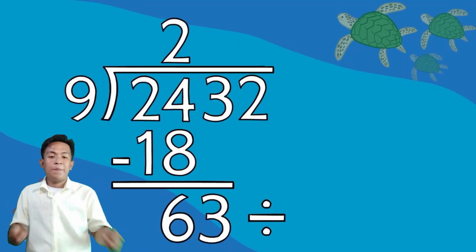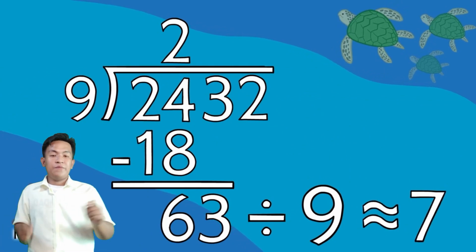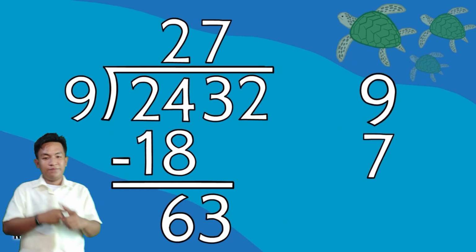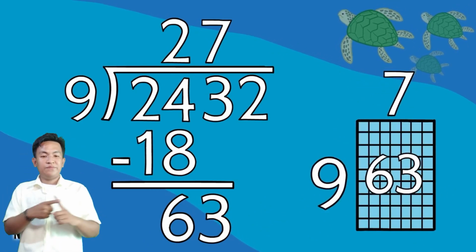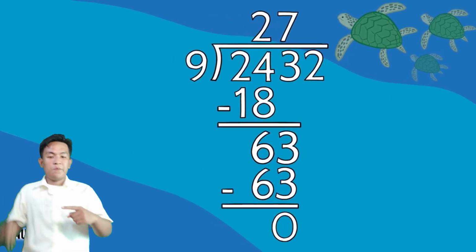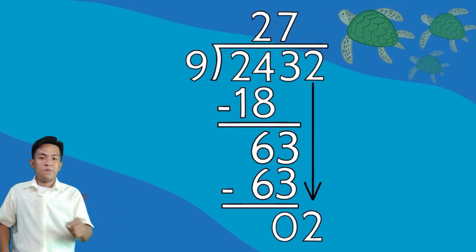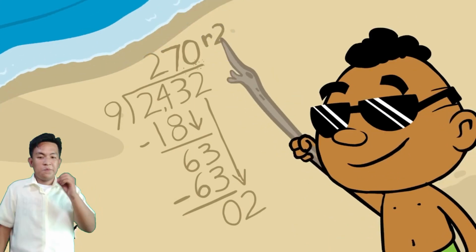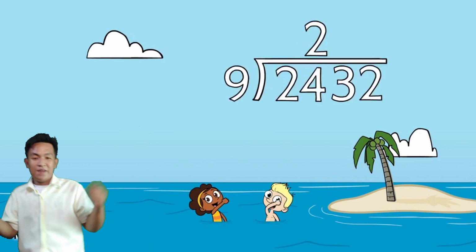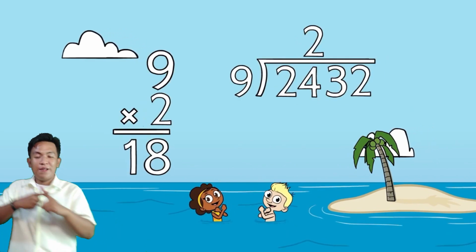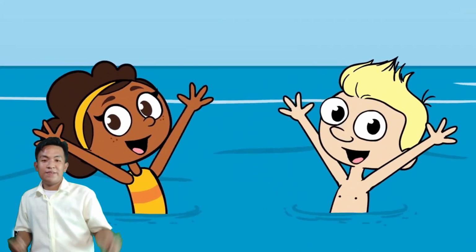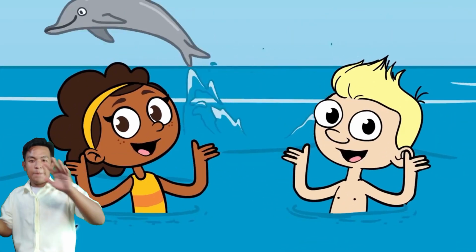Next we divide 63 by 9. The quotient is 7, write it above the line. Multiply 9 by 7, we get 63. Then subtract the 63 to get 0, you see. We bring down the 2, which 9 does not go into. So write a 0 on the line, followed by remainder 2. Divide, multiply, subtract, bring down. That's how a quotient is found.